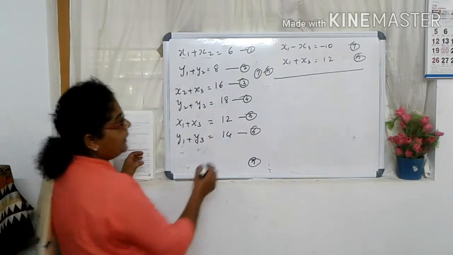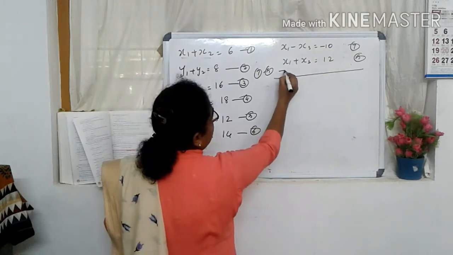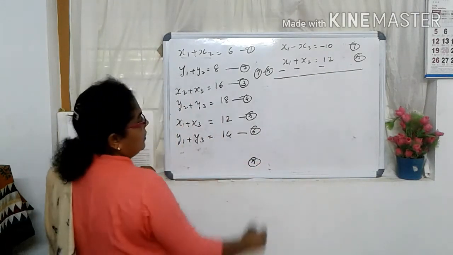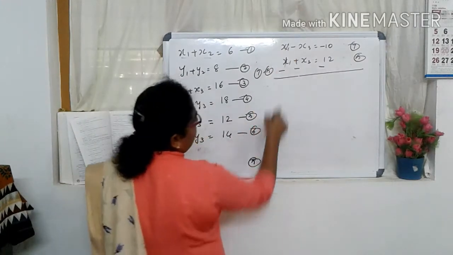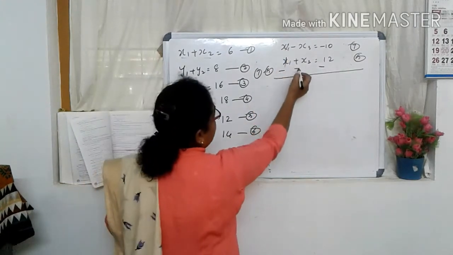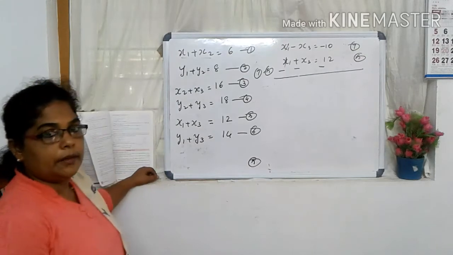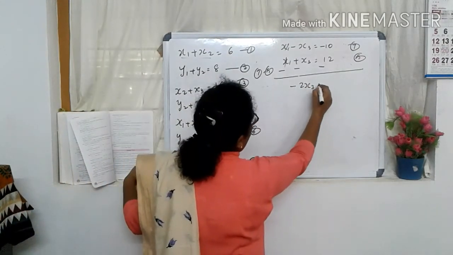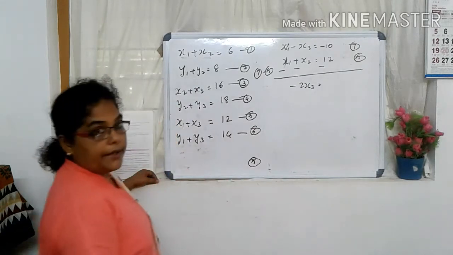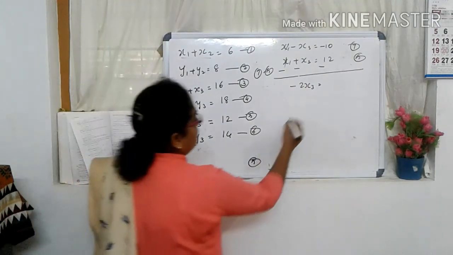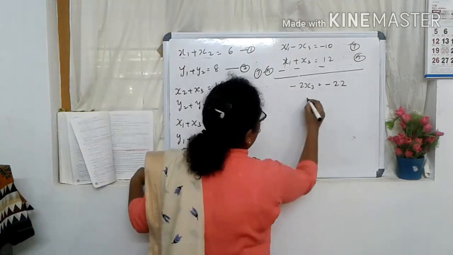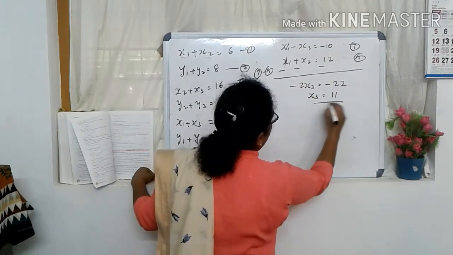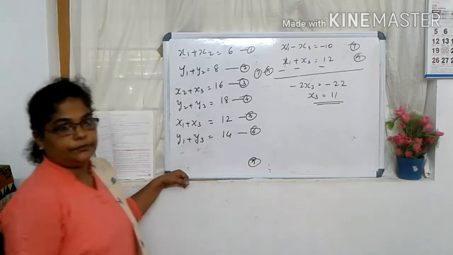Now 7 minus 5, so we are changing the sign. In 7, this plus becomes minus, and here becomes minus. So x1 minus x1 is getting cancelled. This minus minus, so minus x3 minus x3, how much? Minus 2x3 equal to minus 10 minus 12. How much? Minus 22. Therefore, by solving, we get x3 equal to 11.